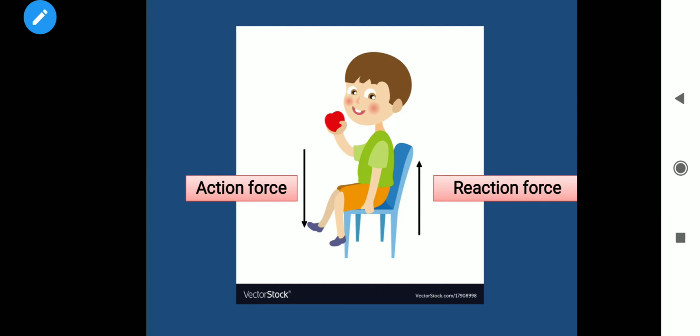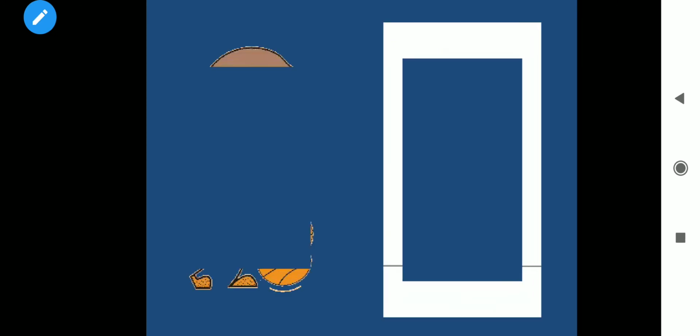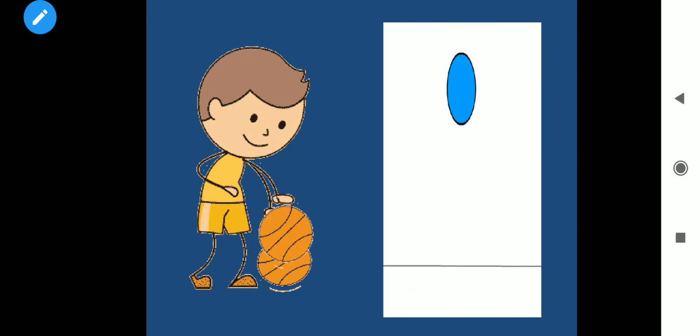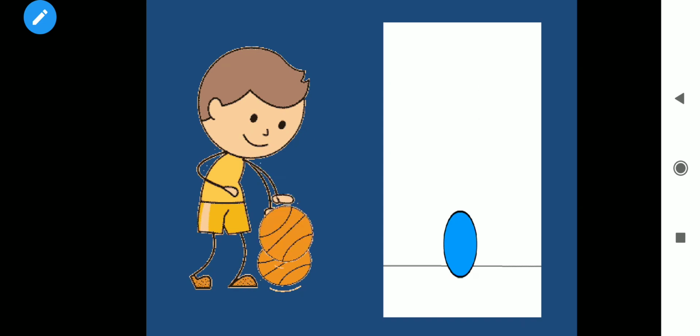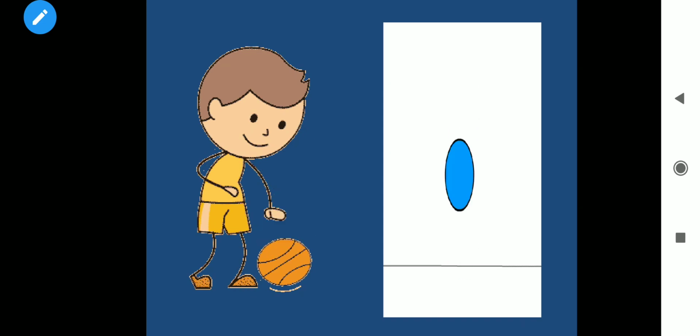We'll take the earlier example, the example we have taken in the beginning. When we throw a ball to the ground, it bounces back to us because the action force exerted by the ball and the reaction force exerted by the ground, at the same time, are in opposite direction and equal in magnitude. Listen children, action and reaction forces act simultaneously, means occur at the same time.